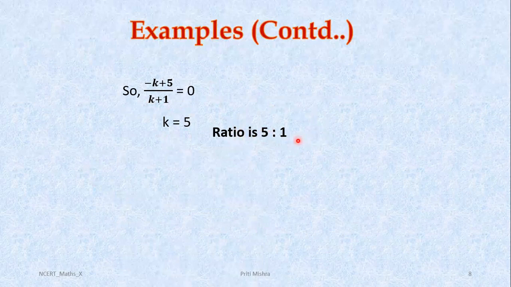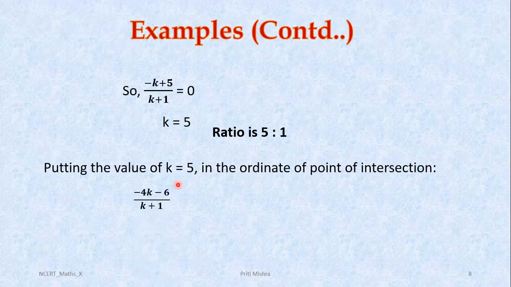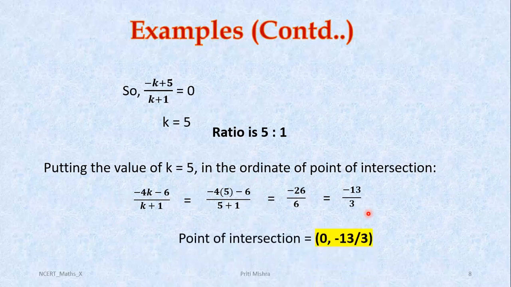Now we can put this value of k in the y coordinate, which is the ordinate, right? So in the y coordinate, we will put k equal to 5, then (-4k - 6)/(k + 1). This was the y coordinate of the point of intersection. Then after putting the value of k, we have -26/6, that is -13/3. So this is the point of intersection, (0, -13/3).